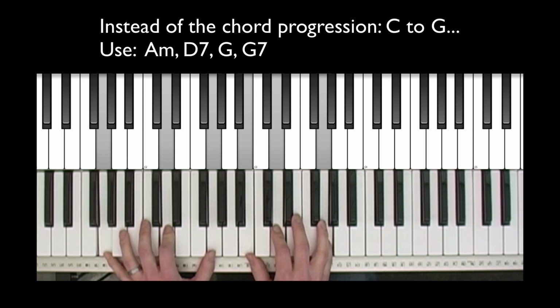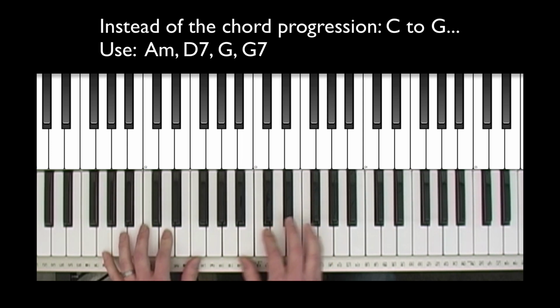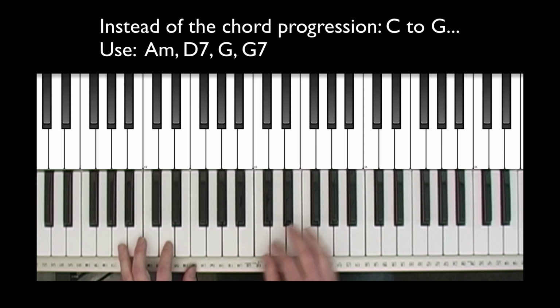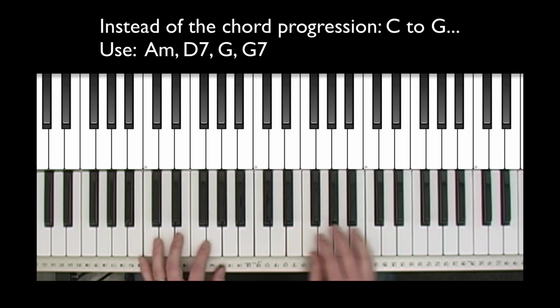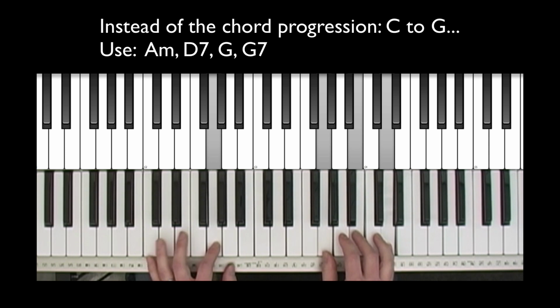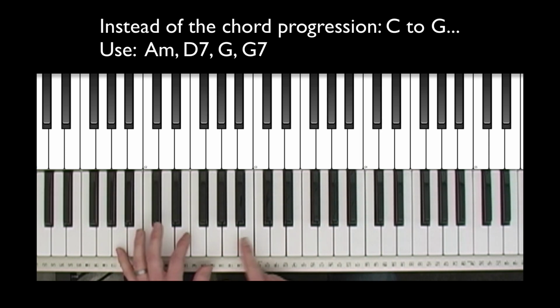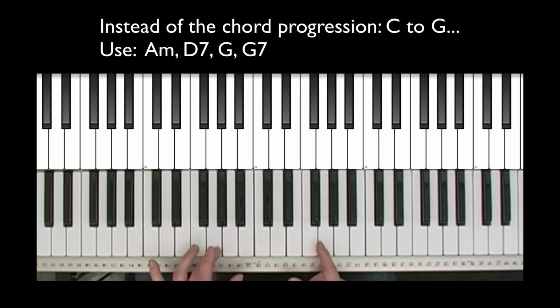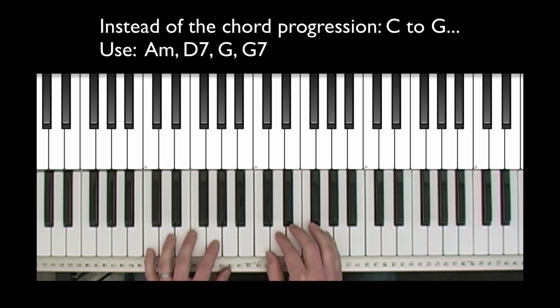But if you want to use an extended chord progression, you could actually do A minor, D, G. And that is part of the circle of fourths. A leads you to D, D leads you to G, and G is going to lead you back home, which is where you want to be in a minute anyway.